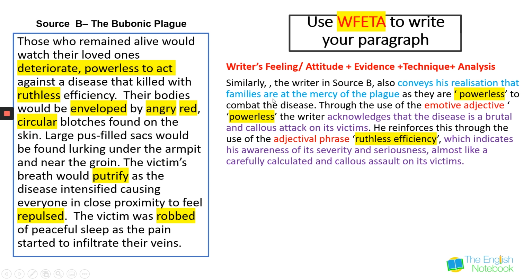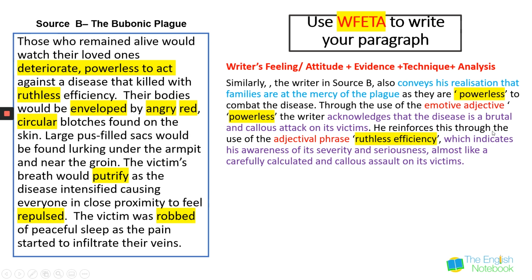Right. Similarly, the writer in source B also conveys his realization that families are at the mercy of the plague as they are powerless to combat the disease. Okay, and powerless is an embedded quotation that's highlighted in yellow for you. Through the use of the emotive adjective powerless, the writer acknowledges that the disease is a brutal and callous attack on its victims. Now I'm trying to explain what powerless actually means, right? Because remember, we have the word ruthless here. Ruthless is very brutal.